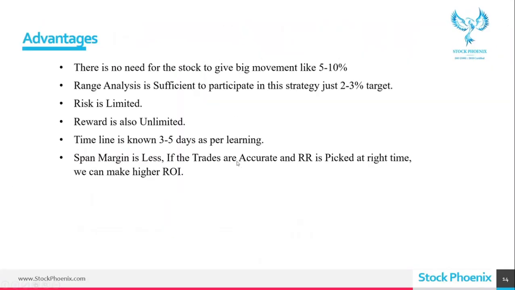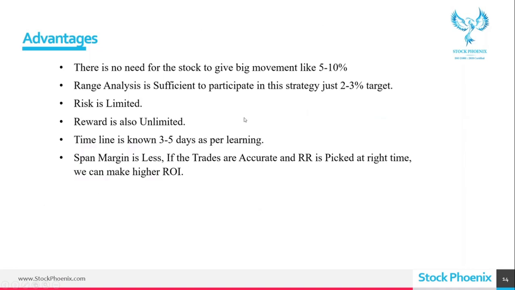So next is advantages. There is no need for the stock to give a big movement like 5 to 10%. Range analysis is sufficient to participate in this strategy, just a 2 to 3% target. Risk is limited, reward is unlimited, and the timeline is known, 3 to 5 days as per learning. Span margin is less. If the trades are accurate and the risk reward is picked at the right time, we can make higher ROI.